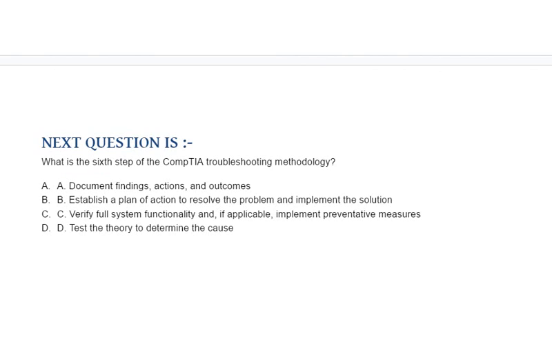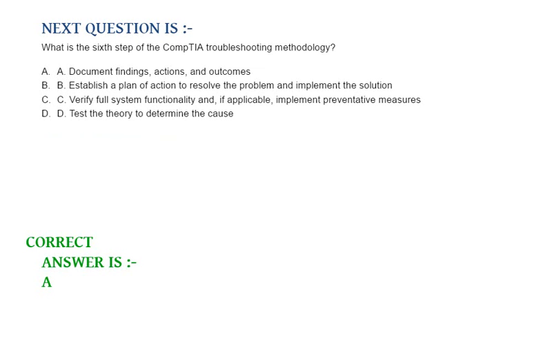Next question is, what is the sixth step of the CompTIA troubleshooting methodology? Option A. Document findings, actions and outcomes. Option B. Establish a plan of action to resolve the problem and implement the solution. Option C. Verify full system functionality and, if applicable, implement preventative measures. Option D. Test the theory to determine the cause. Correct answer is option A.